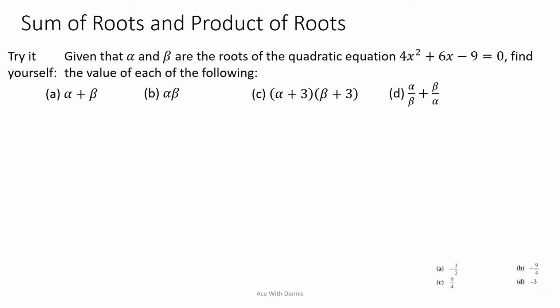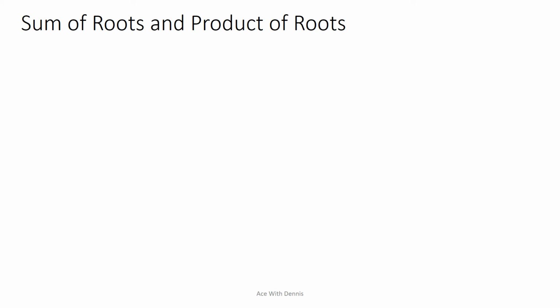The answer for A is negative 3 over 2, B is negative 9 over 4, C is 9 over 4, and D is negative 3. Do you get the answers correctly? Let's look at this example.